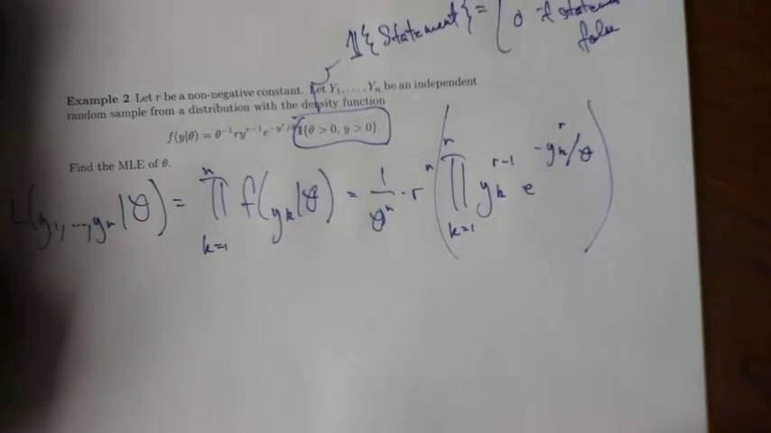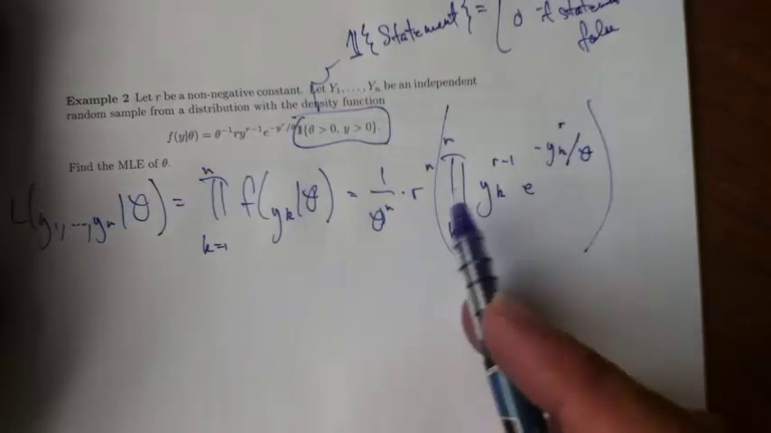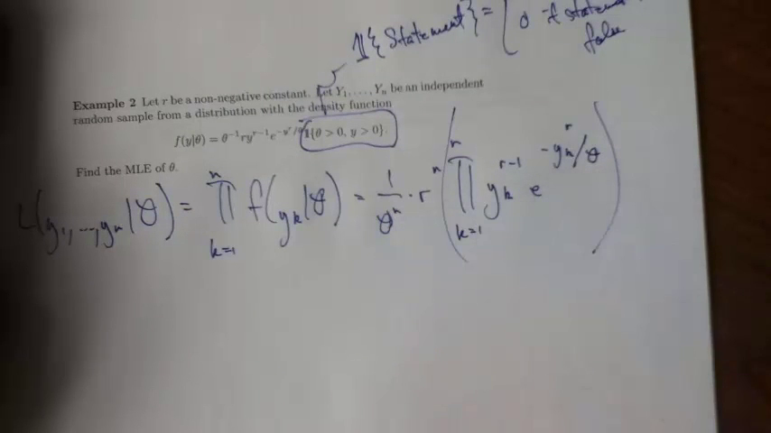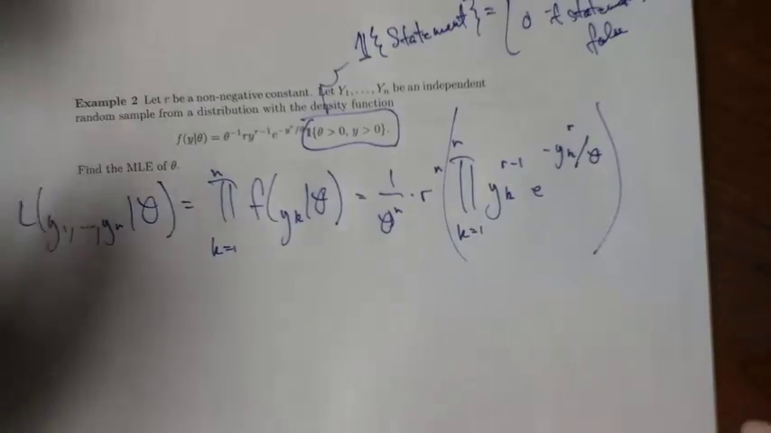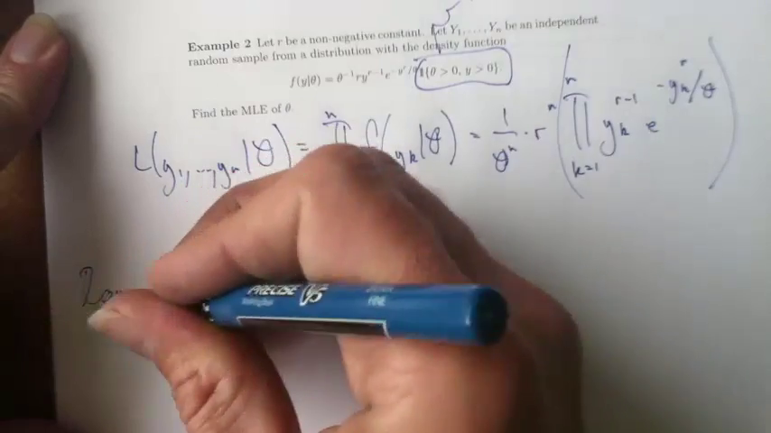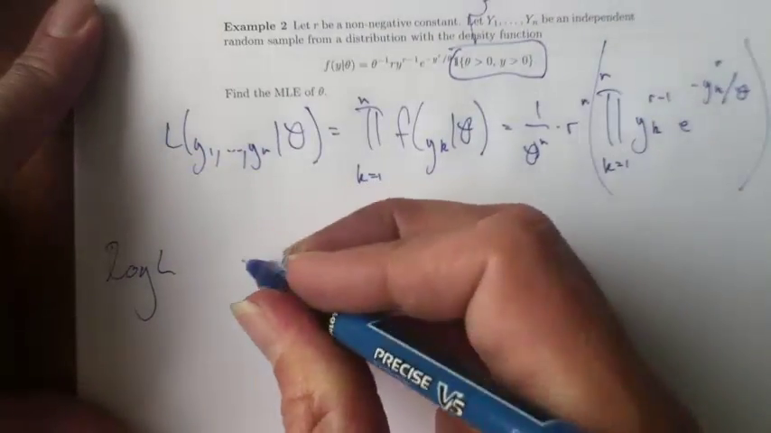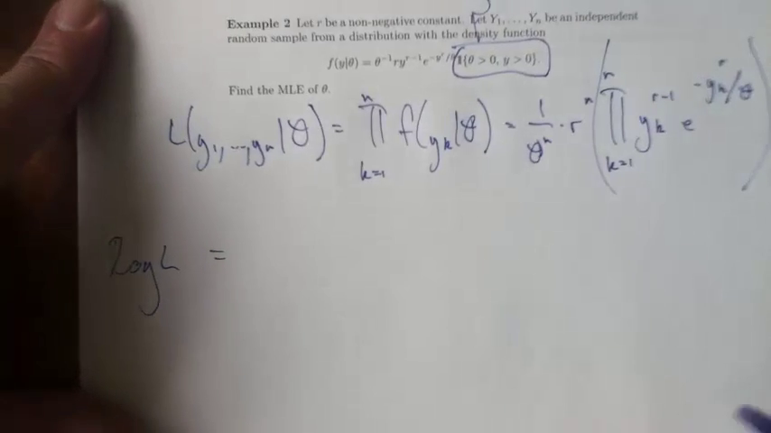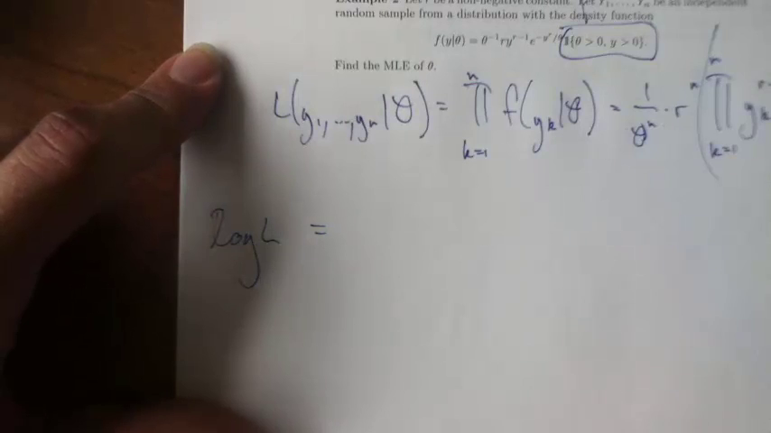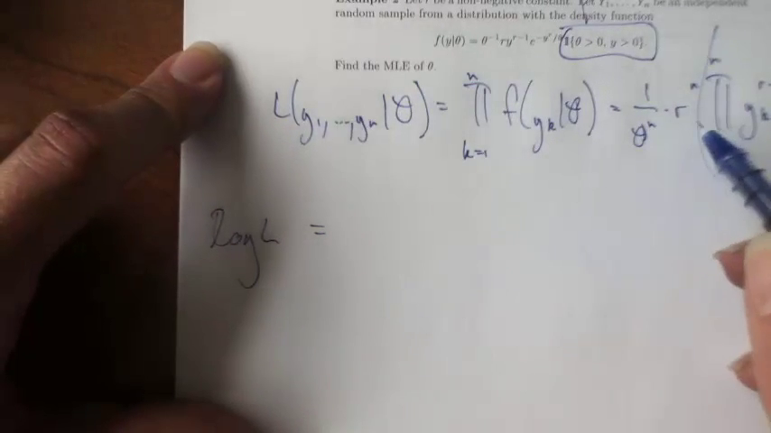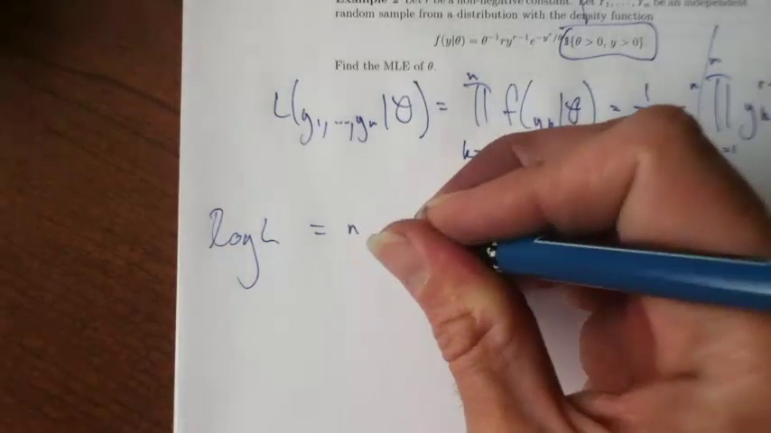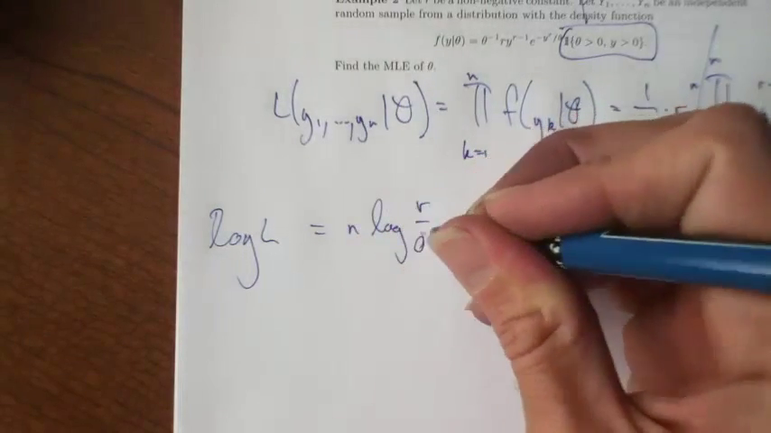Now, remember, the idea is you want to differentiate all this stuff. Well, that's going to be kind of messy because you have this huge product. So let's take the logs. Okay, let's take the logs, and I'll get the log likelihood function. Can I just say log of L is, well, let's see. If I just do this first part, this is going to be the log of r to the n over theta to the n. That's going to be n log r over theta, isn't it?